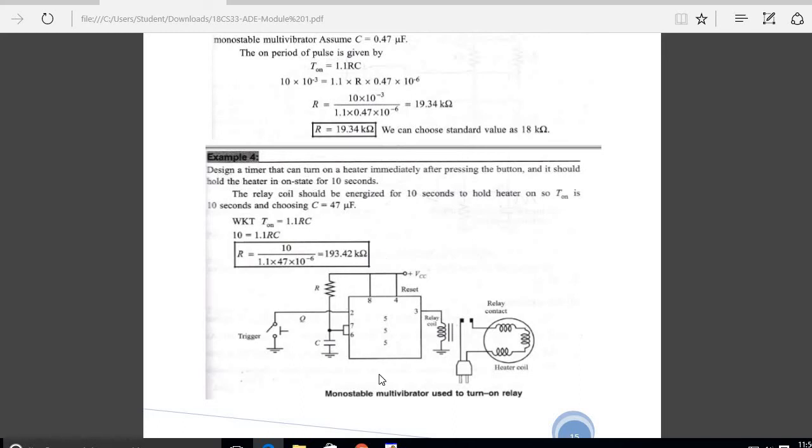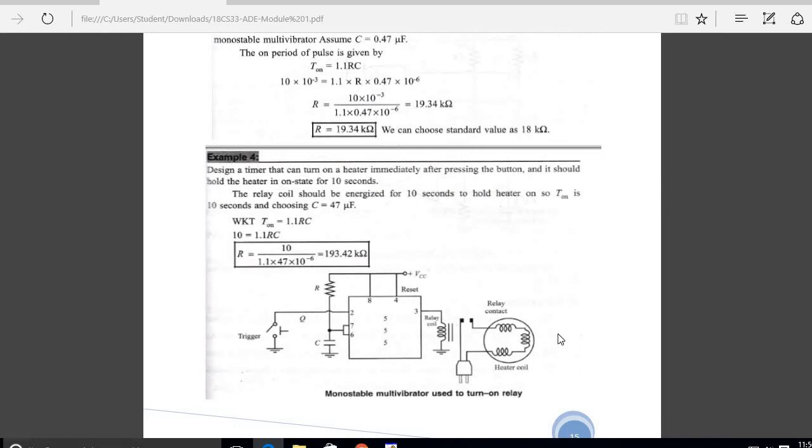Design a timer. We have to draw the circuit diagram, because for the monostable multivibrator 555 timer, we already know the circuit diagram from the previous explanation of this IC 555. So for the 555, pins 8 and 4 connect to the resistor RA and the supply voltage, pins 7 and 6 are shorted and given to the capacitor, and pin 2 is given the input trigger pulses. The third pin of the IC 555 timer I am giving to the relay coil. So the relay contact and heater coil will be connected to this relay coil.